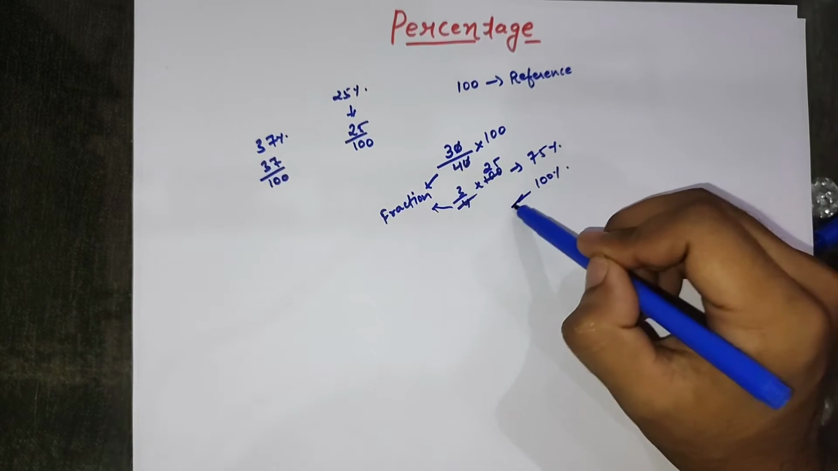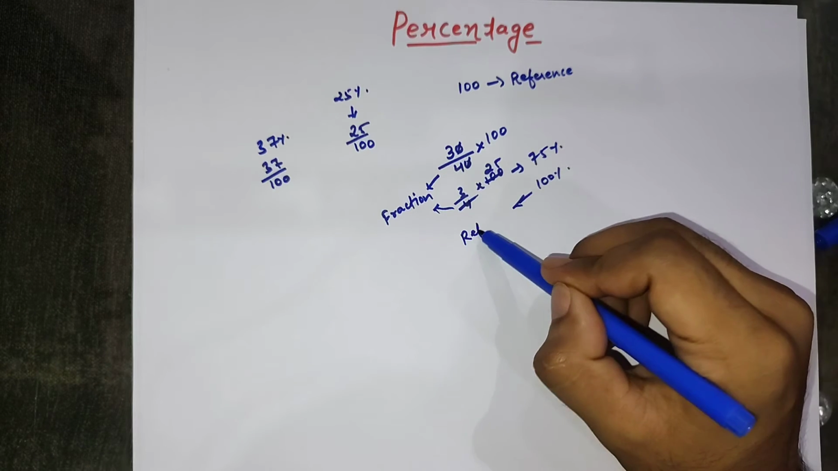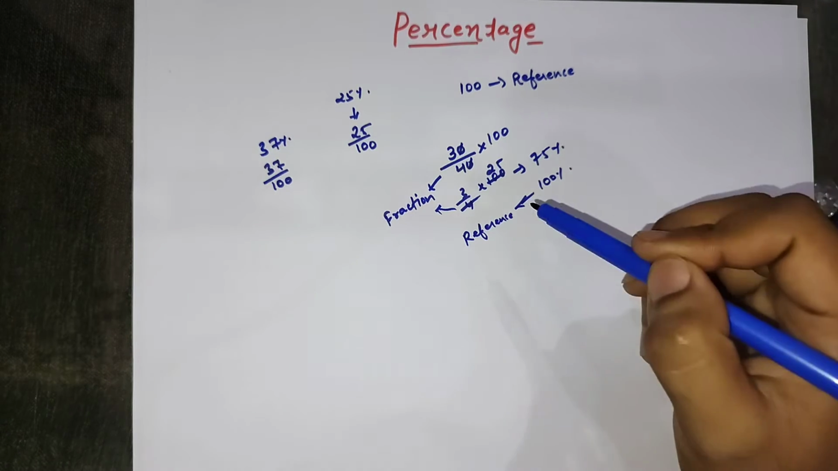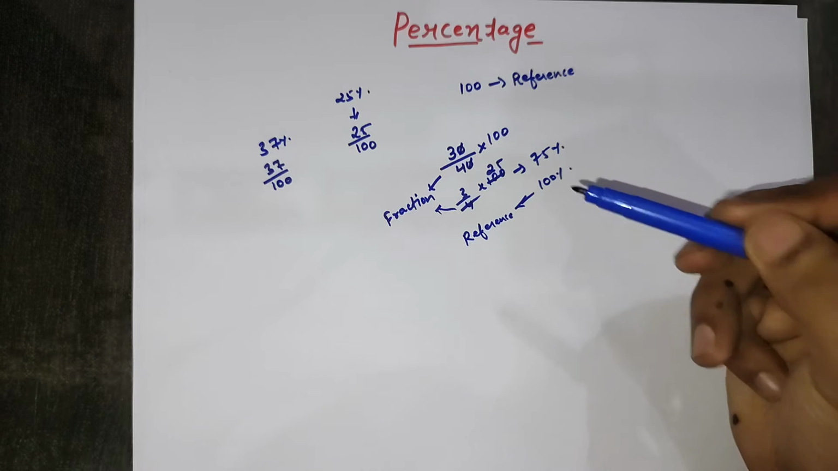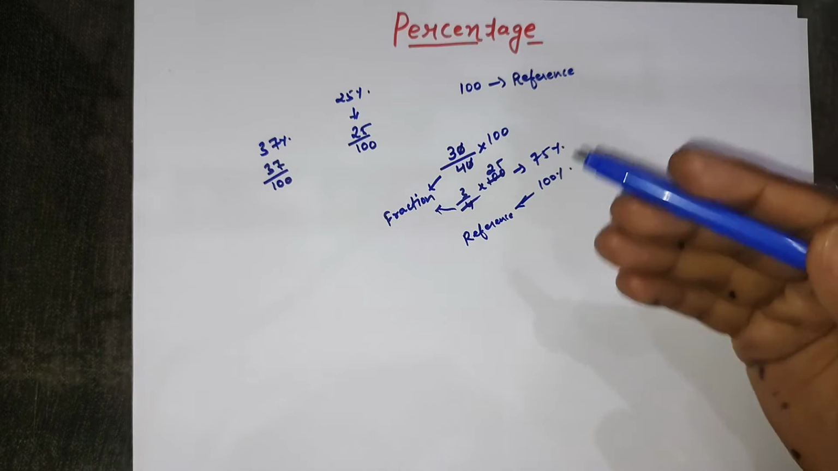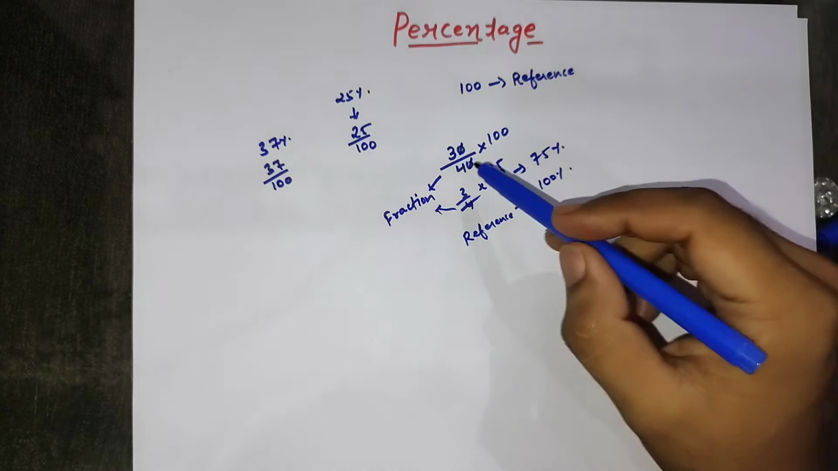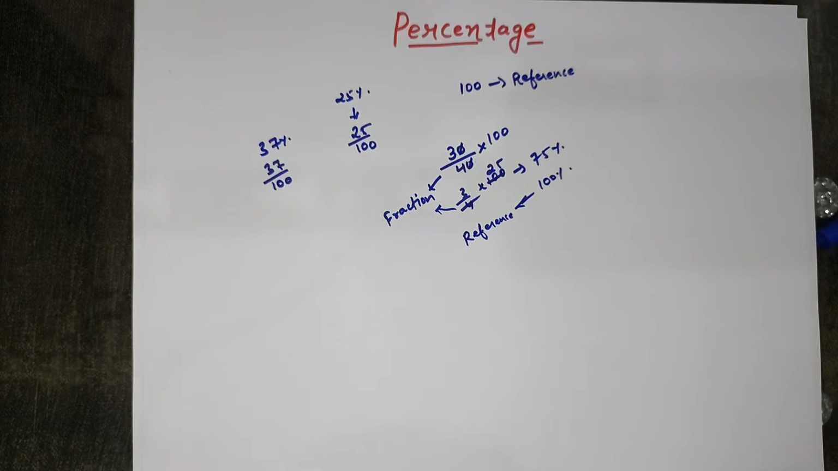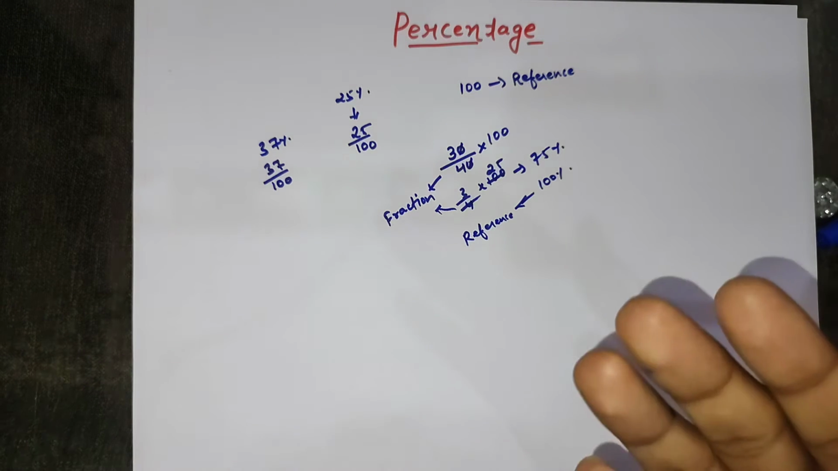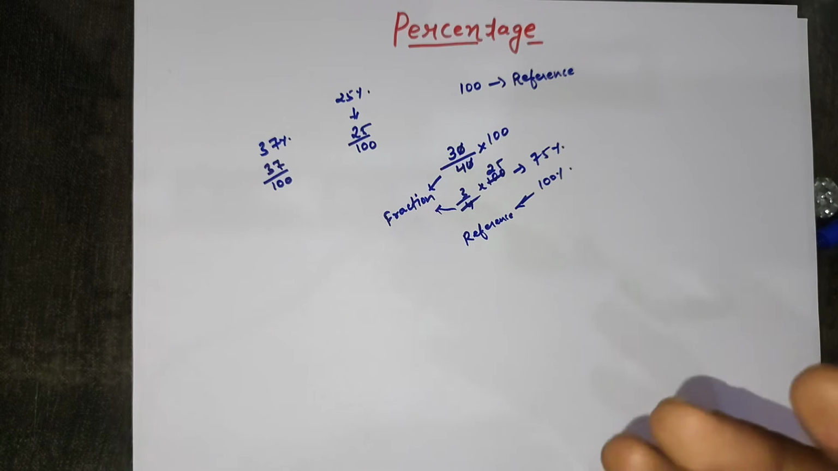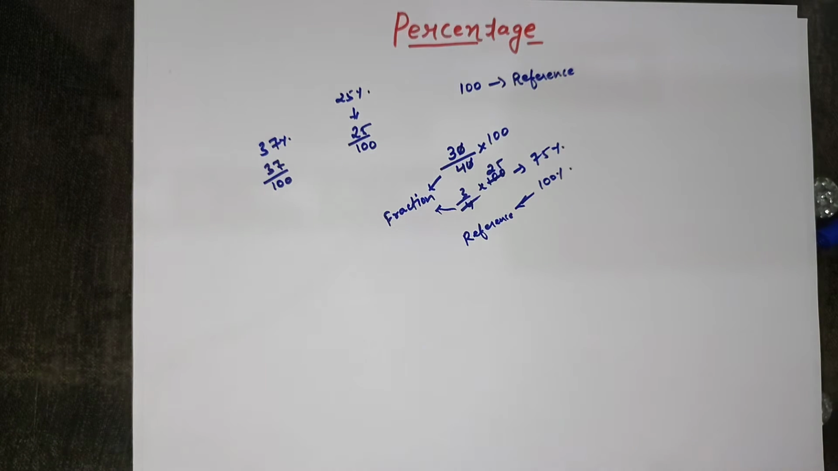That means 100 is taken as the reference. The moment you say you have got 75%, I'll understand that yes, you have got 75 out of 100. But if you just say 30 marks, I can't tell whether you have got 30 out of 40, or 30 out of 50, or 30 out of 100. There are numerous chances I can misinterpret that, and I can understand whatever I want, right?